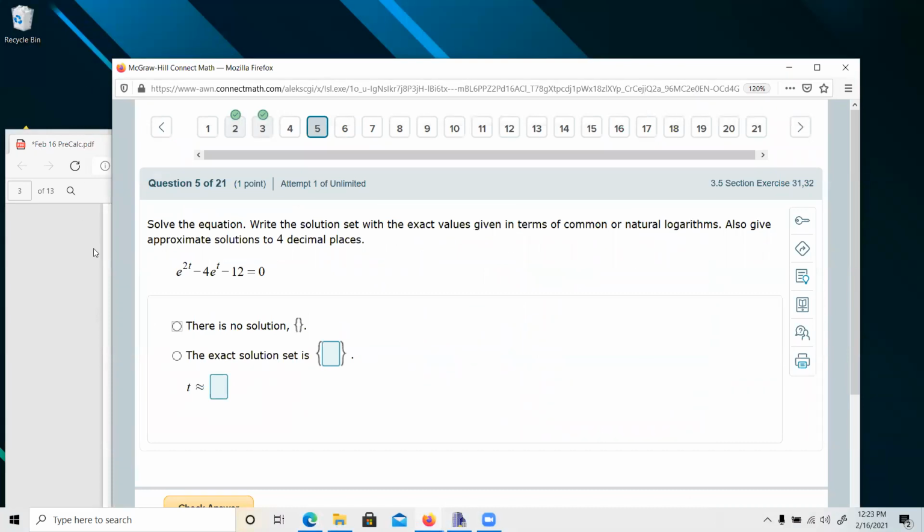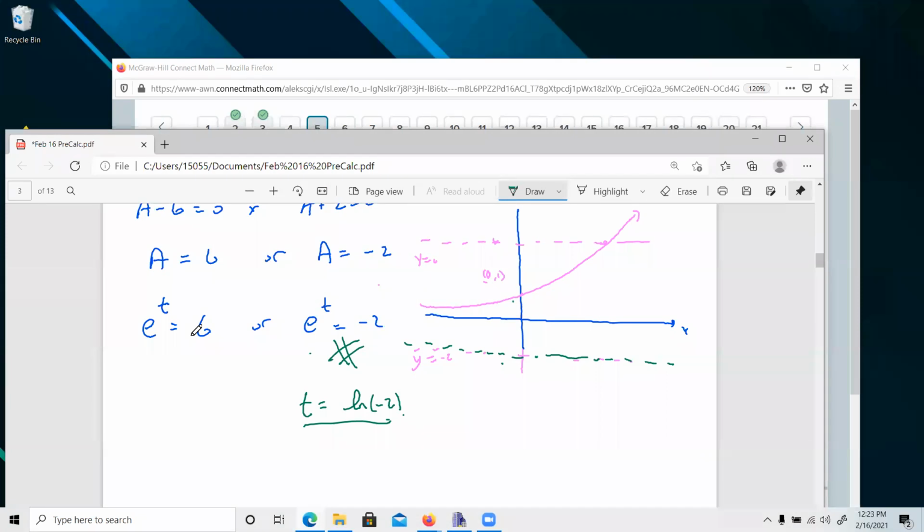All right. So the only solution we have is to take the natural log of both sides. And then this exponent is going to come down in front. So we have t times the natural log of e is equal to the natural log of 6. I know we've talked about the natural log of e a couple of times now. It's 1. So we just get t is equal to the natural log of 6. And that's your solution.